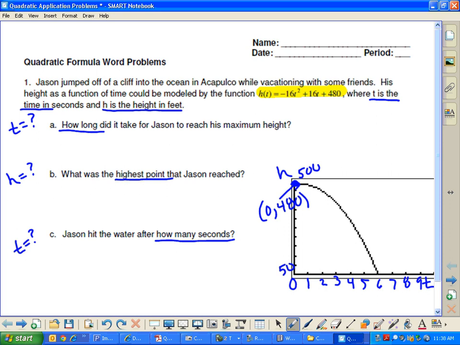Does anybody have any questions on why I have that (0, 480) there, or why it's the t-axis and not the x-axis, anything like that? No? All right, good. So let's see how this picture could help us answer our questions. In part A, it says, how long did it take for Jason to reach his maximum height? Well, look at it. How high up is he at his highest point? It's actually on that picture right there. Do you see it? Come on, Alexis. Jason reached his max height at t equals 0 seconds.